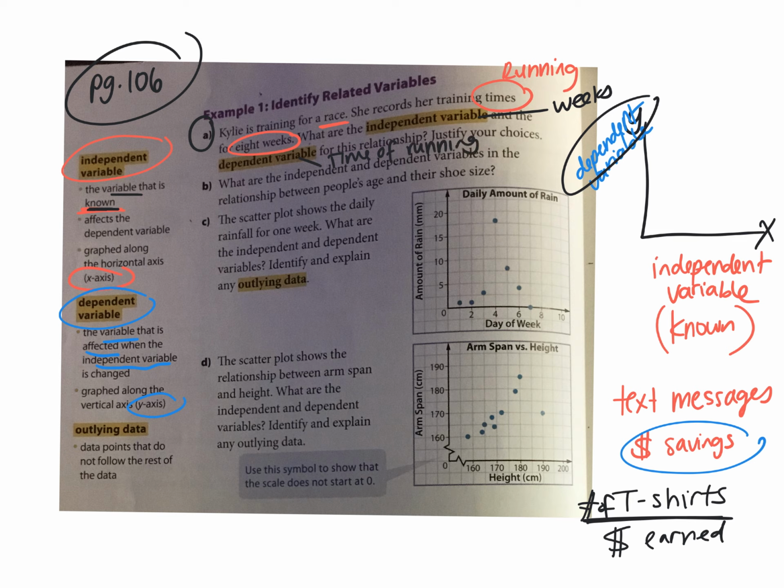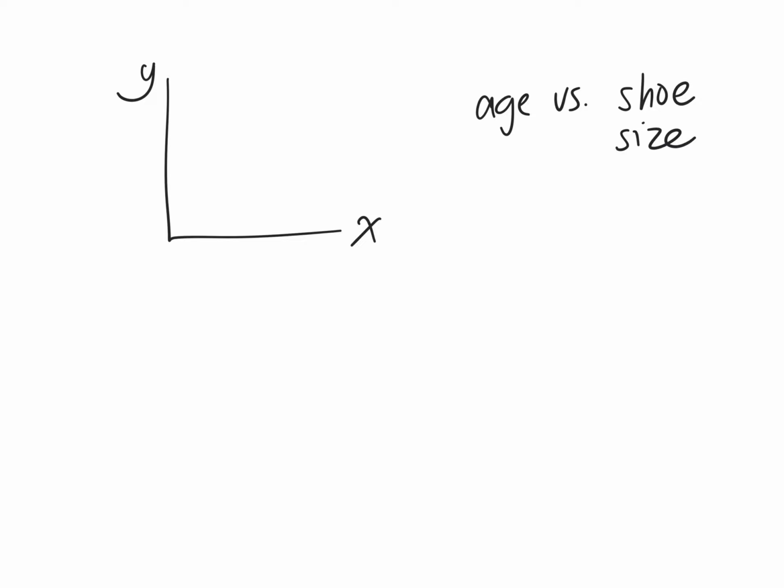Let's try the next one. We're looking at a relationship between people's age and their shoe size. What would be the relationship between your age and your shoe size? What happens as you get older? We're actually gonna do this as a class. The relationship between your arm span, that means if you put your arms out like this, you're gonna measure from one fingertip to the other, and your height. There's actually a relationship between those two. Which one is independent and which one is dependent?